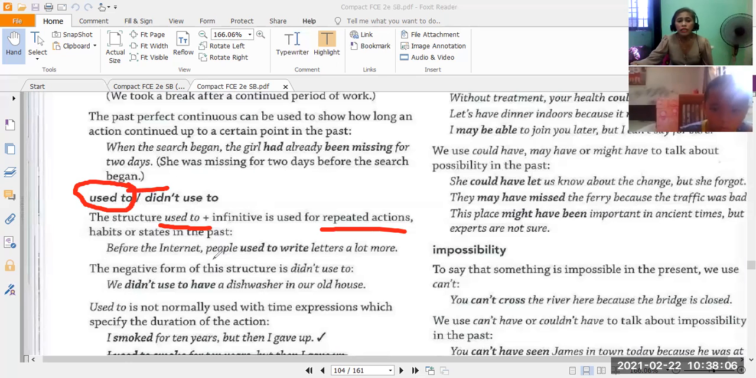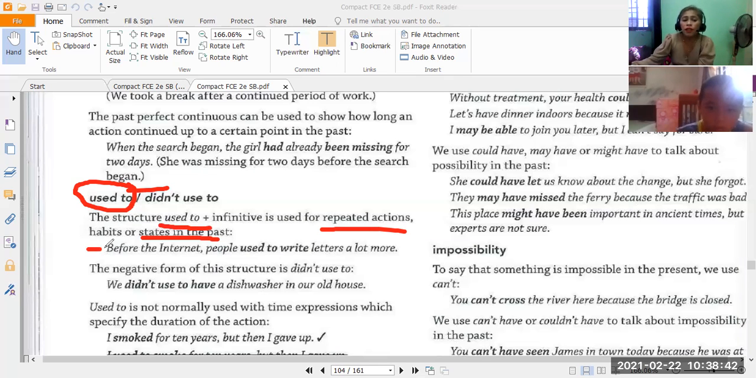Before the internet, people used to write letters a lot more. So this is states in the past. Again, when we use the structure used to, it could be used for repeated actions, it could be used for habits, or it could be used for states in the past.